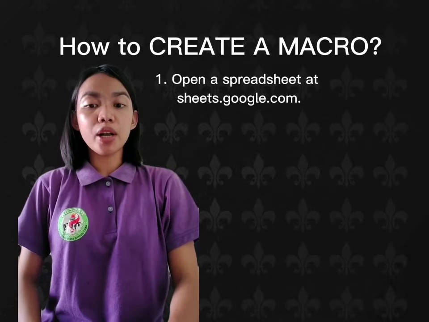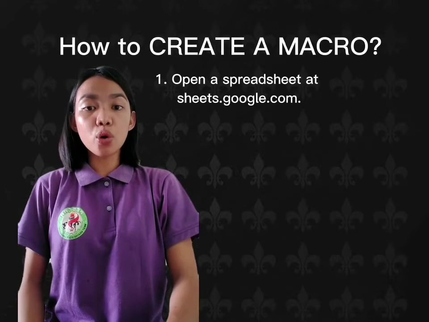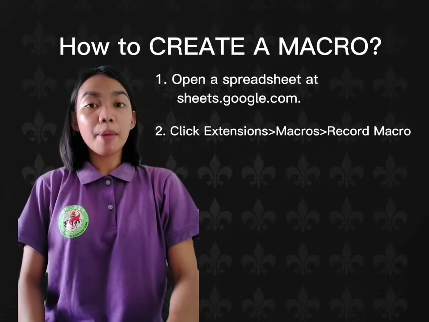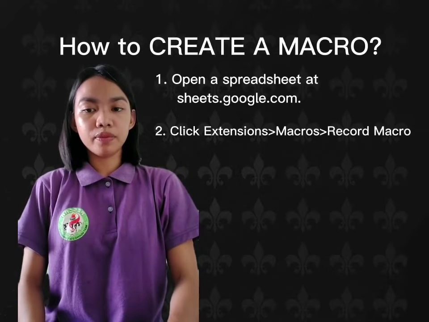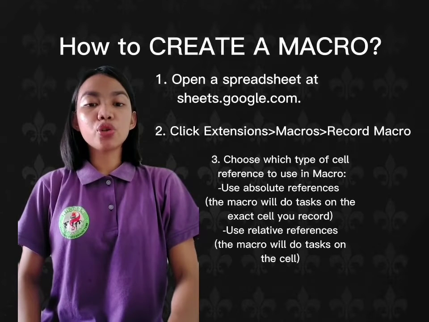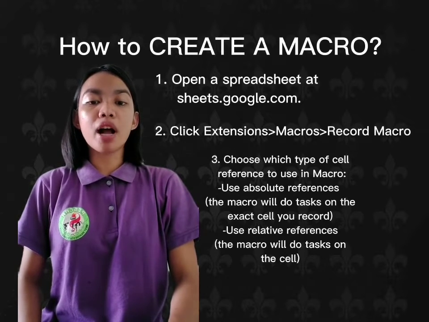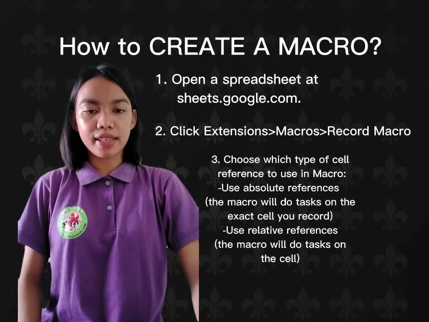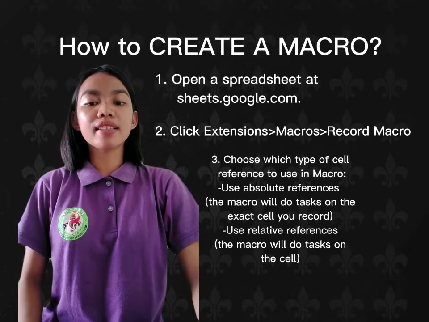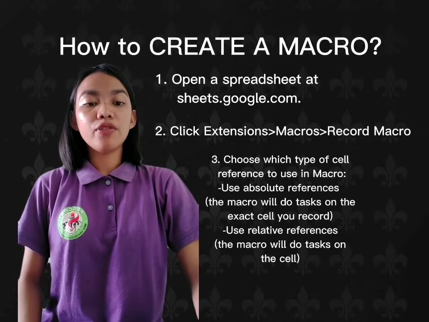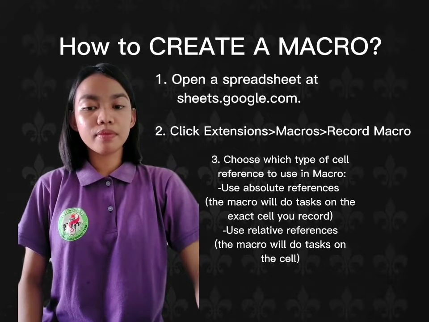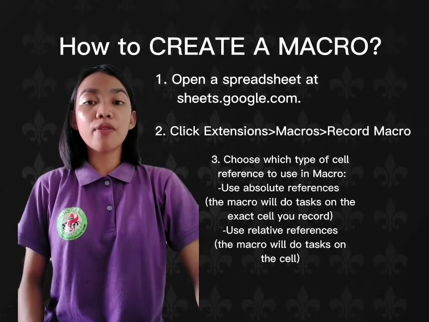First, on your computer, open a spreadsheet at sheets.google.com. Second, at the top, click Extensions, Macros, Record Macro. Third, at the bottom, choose which type of cell reference you want your macro to use. Well, we have two. First, use absolute references. The macro will do tasks on the exact cell you record. For example, if you bold cell A1, the macro will only ever bold cell A1, regardless of which cell you clicked. On the other hand, use relative references.